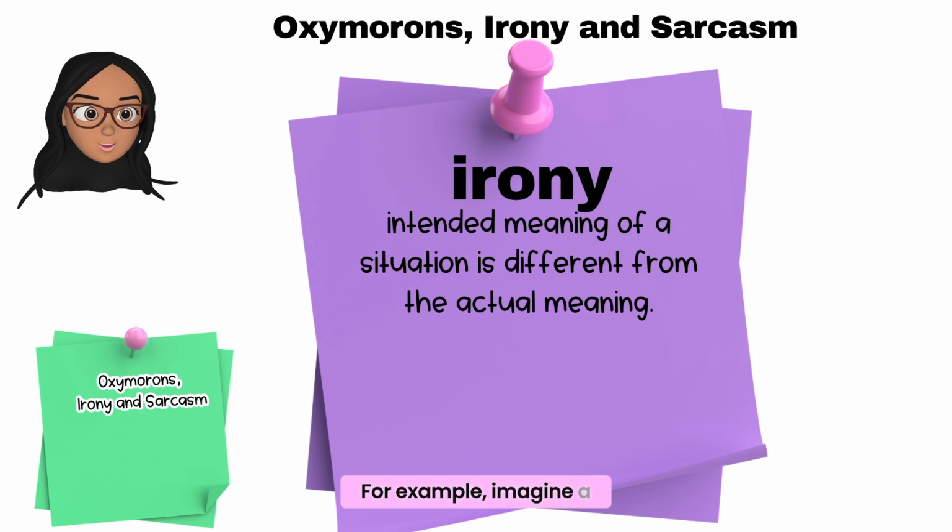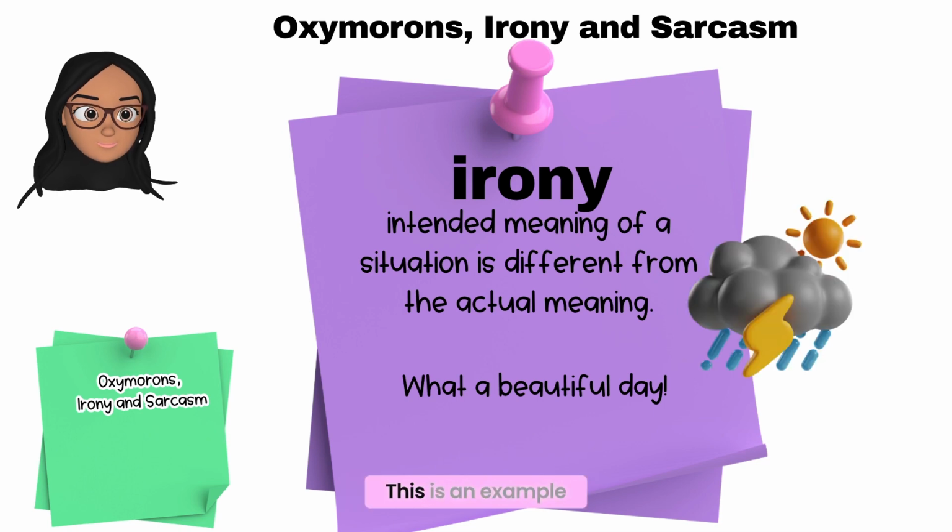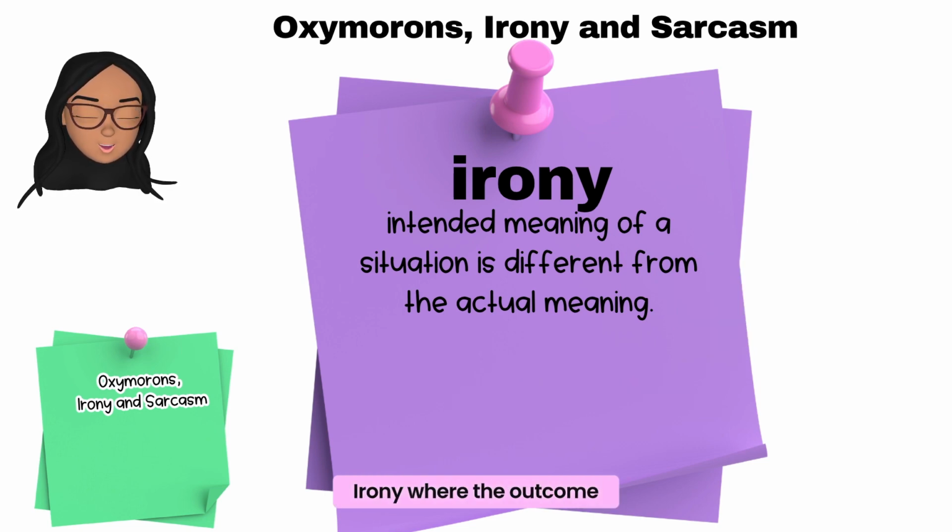For example, imagine a situation where someone says, "What a beautiful day," when it is actually raining heavily outside. This is an example of verbal irony, where the speaker's words convey a different meaning. The irony lies in the contrast between the statement and the reality of the weather. Another form of irony is situational irony, where the outcome of a situation is different from what is expected.